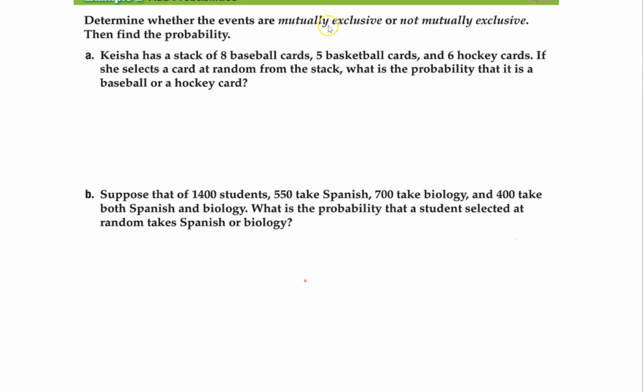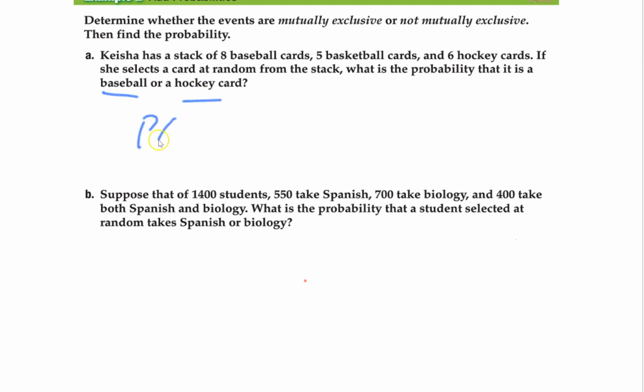Determine whether the events are mutually exclusive, which means they have nothing in common, or not mutually exclusive. Then find the probability. Keisha has a stack of 8 baseball cards, 5 basketball cards, and 6 hockey cards. If she selects a card at random from the stack, what's the probability that the card is a baseball or hockey? She wants to know what's the odds of getting baseball or hockey.